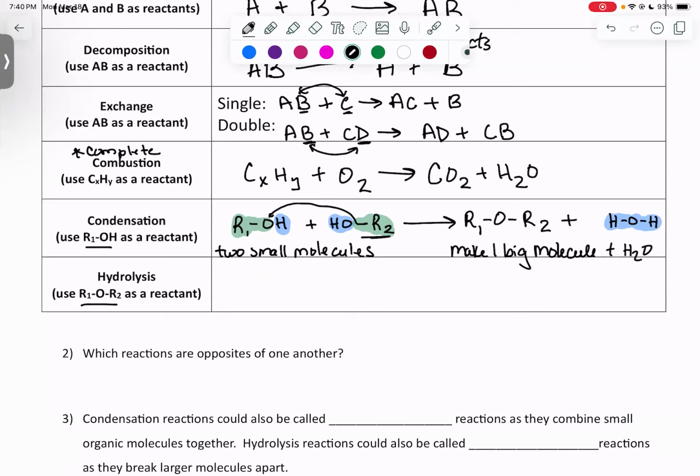Here's our reactant, R1O, R2. That's the only reactant that's given to us. But is that the only reactant in the reaction? No. I'm also going to need water, because this is hydrolysis. Hydro meaning water and lysis meaning break. So we're going to break water and we're going to break our other reactants.